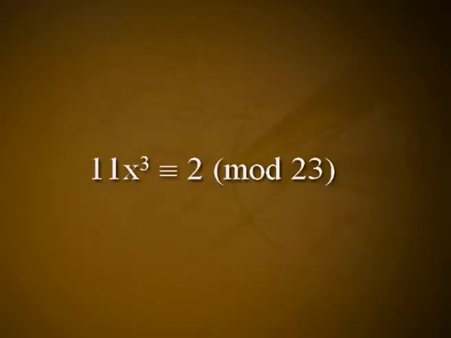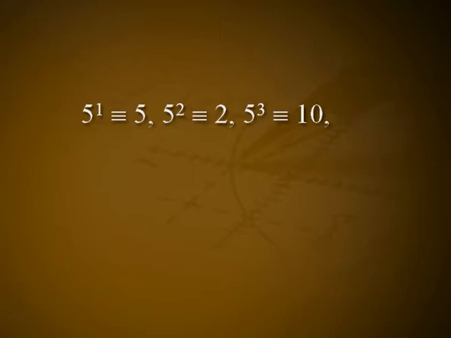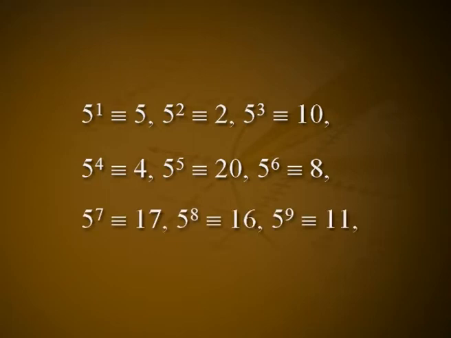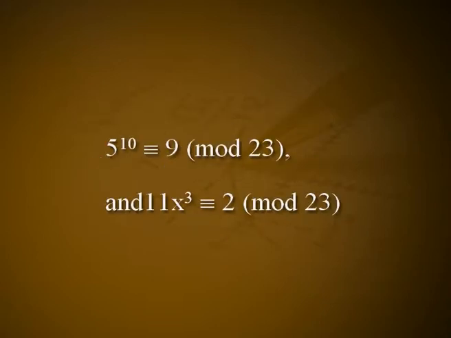Example 4. Solve the congruence 11x cubed congruent to 2 mod 23. We know 5 is a primitive root modulo 23. Also, 5 raised to 1 congruent to 5, 5 squared congruent to 2, 5 cubed congruent to 10, 5 raised to 4 congruent to 4, 5 raised to 5 congruent to 20, 5 raised to 6 congruent to 8, 5 raised to 7 congruent to 17, 5 raised to 8 congruent to 16, 5 raised to 9 congruent to 11, 5 raised to 10 congruent to 9 mod 23.